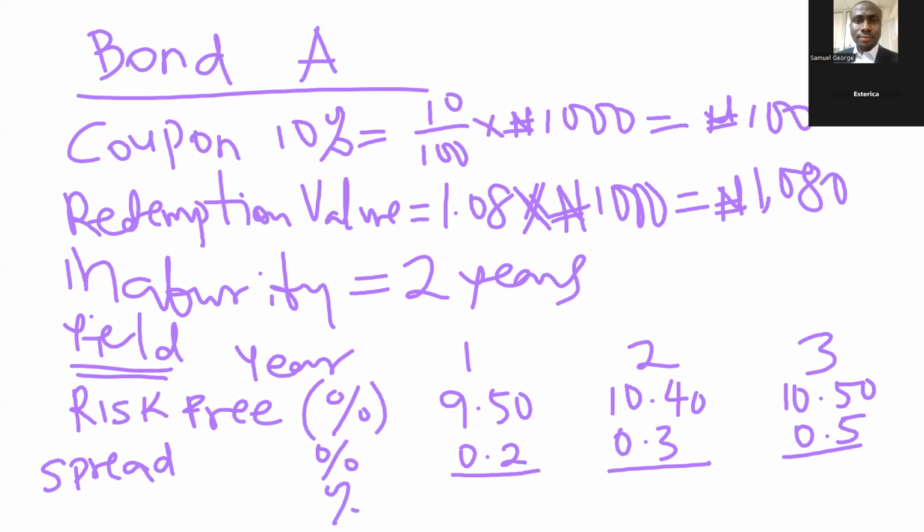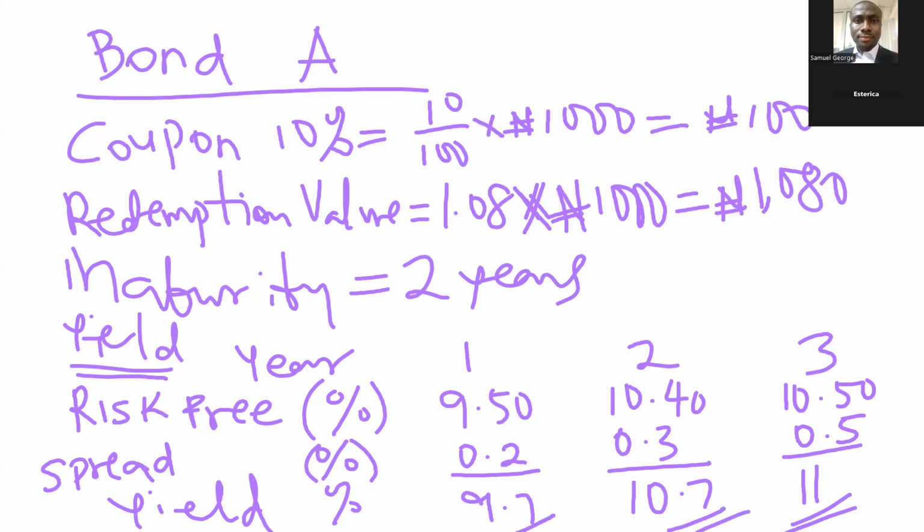Now, what do we have? That will be our yield. Year 1, 9.7%. Year 2, 10.7%. Year 3, 11%. So now we have been able to calculate the yield, and we've been able to get all the things that are needed to calculate the market value of bond A. So let us go to calculate the value now, the present value.